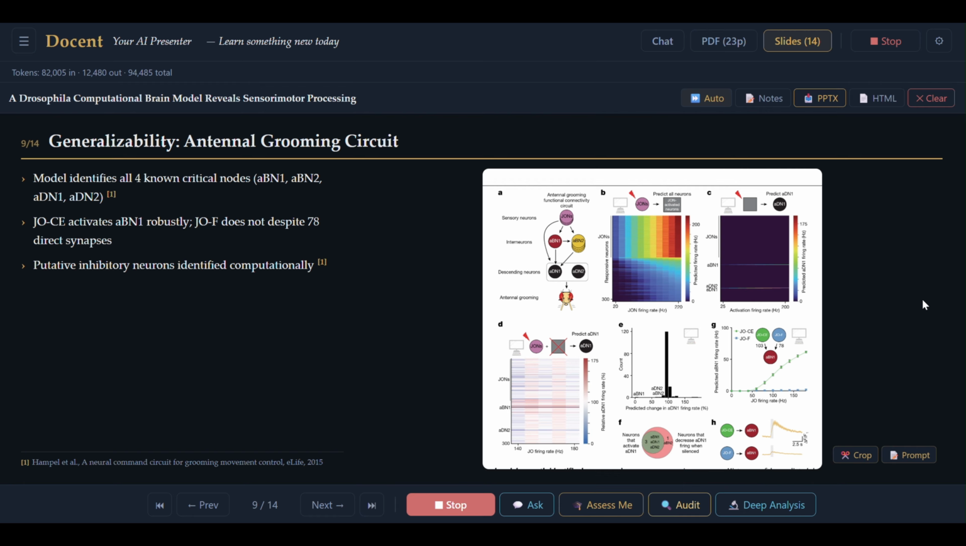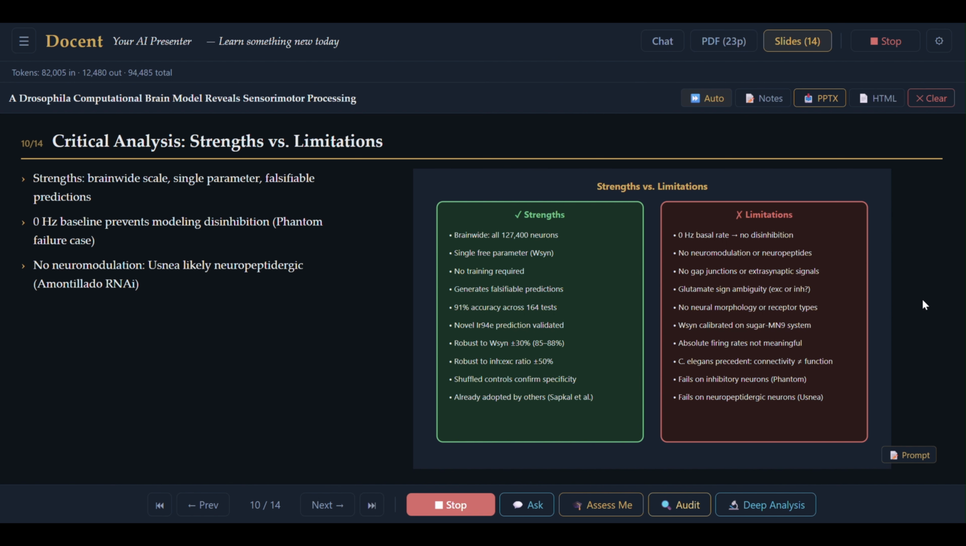The authors identify 3 putative inhibitory neurons postsynaptic to JO-F that may explain this counterintuitive result, a prediction that remains to be tested. This is a compelling demonstration that synaptic count alone doesn't determine activation, and the model captures this nuance through inhibitory wiring. Let's critically evaluate this work.